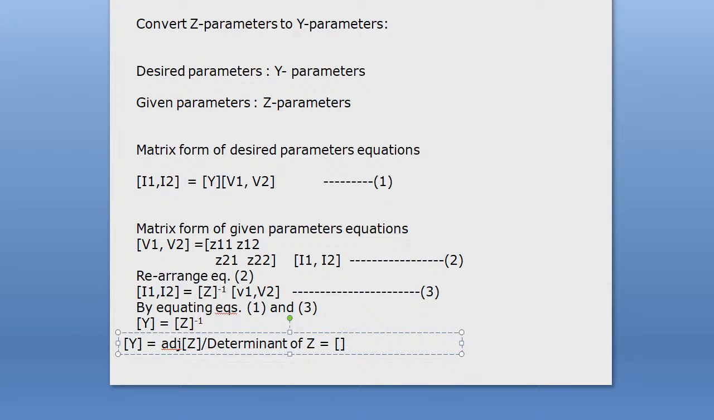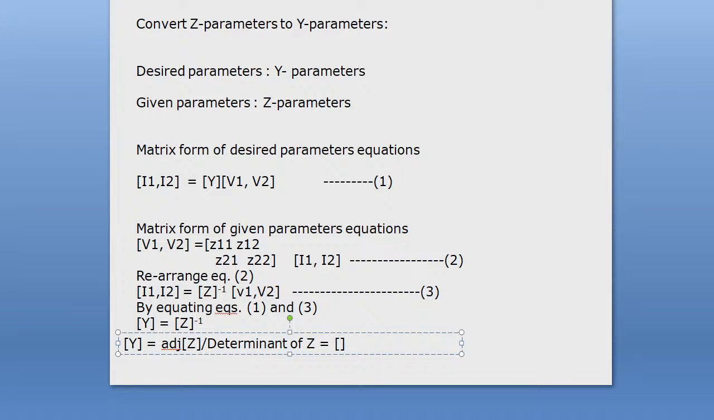Any doubt regarding the calculation of the inverse of a matrix? If you have any doubt, write in your chat box. The first thing is to calculate the inverse of the Z parameter matrix. How do you calculate it? You take the adjoint and divide it by the determinant. First you calculate the adjoint, then you calculate the determinant of Z and take the ratio of these two terms.